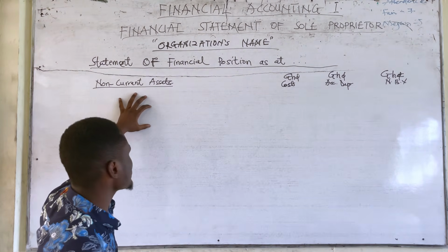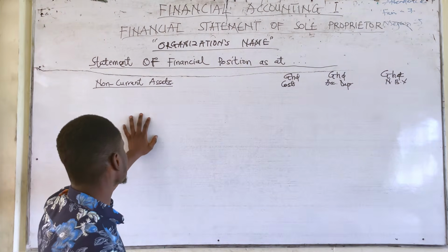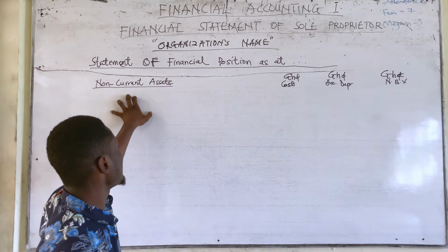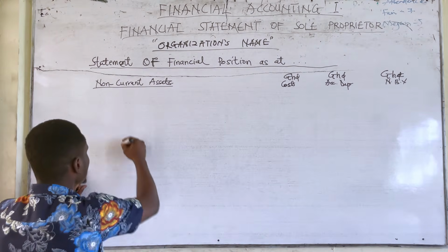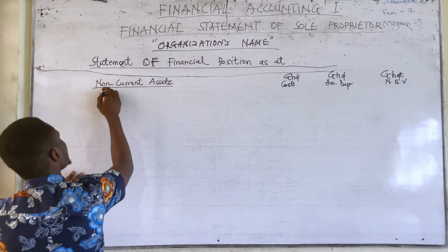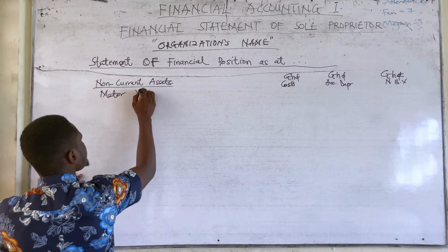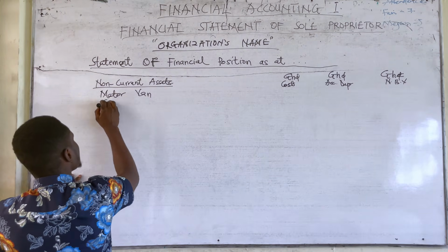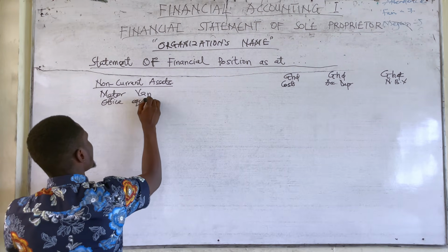So the assets they will give to us, the non-current assets, will be listed here. So for some of the non-current assets, I'm going to list two. We have motor van, let's say office equipment.